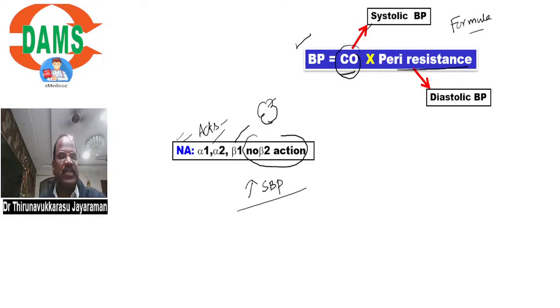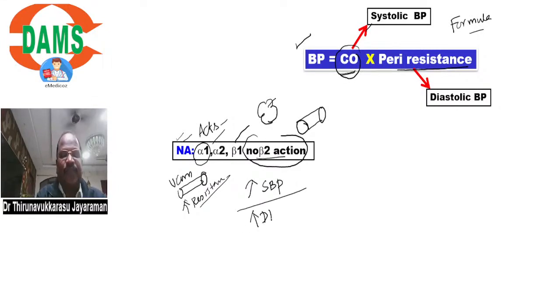Point 1. Second, the drug has no effect on beta 2. That means no chance for vasodilation. But acting on alpha 1 definitely causes vasoconstriction. Based on that, peripheral resistance can increase. When peripheral resistance increases, BP is going to increase. So, noradrenaline causes increase in systole and diastole.